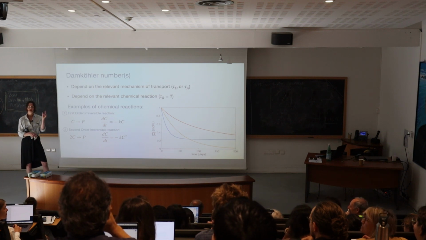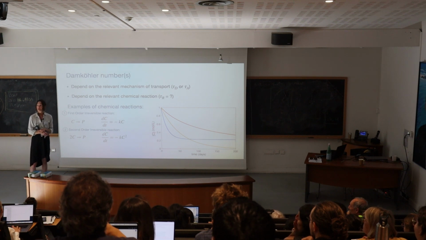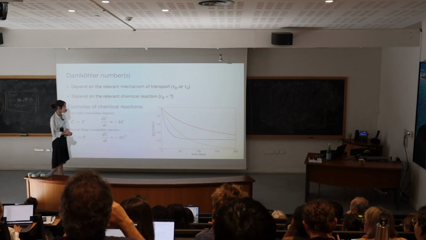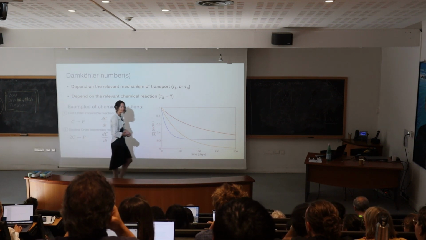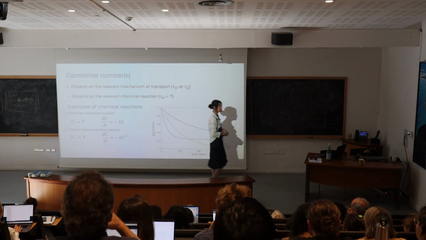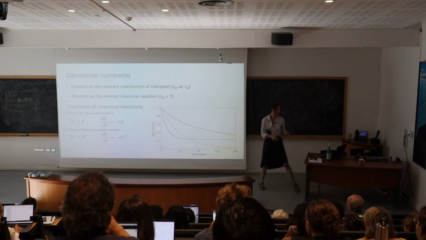A plus B goes to something. Yeah, okay? So as we're thinking about different kinds of chemical reactions, we're thinking about different definitions of that characteristic timescale. What is the blue thing?